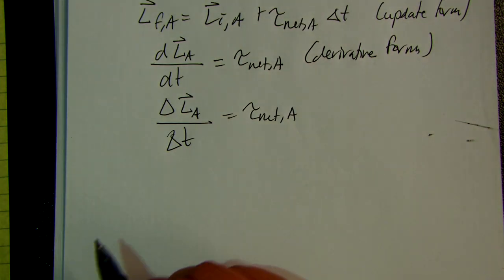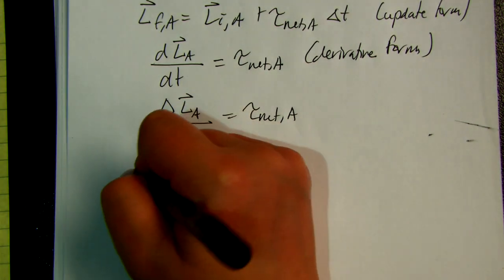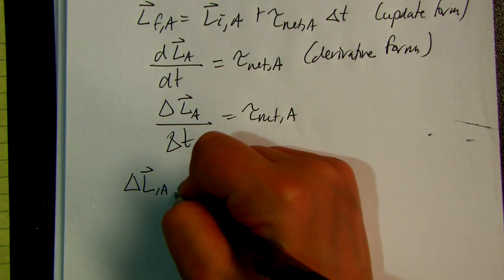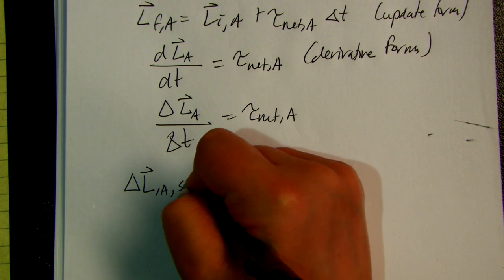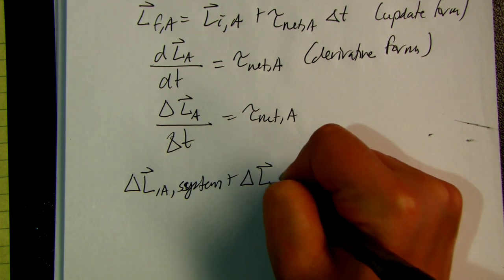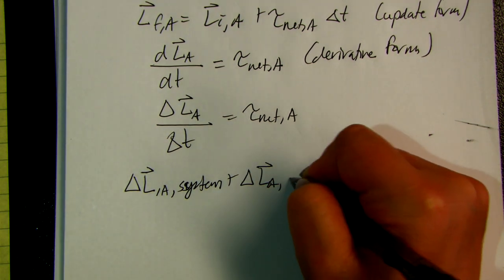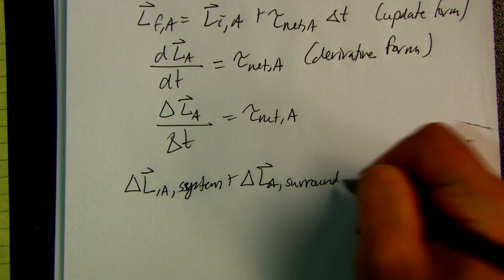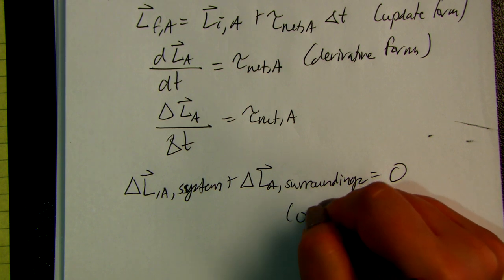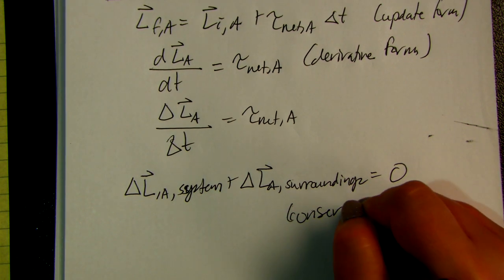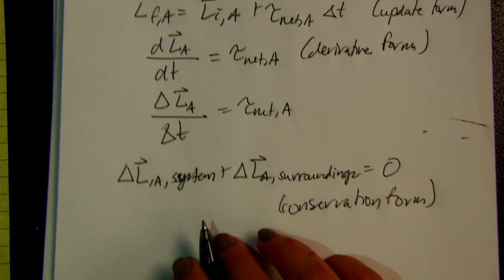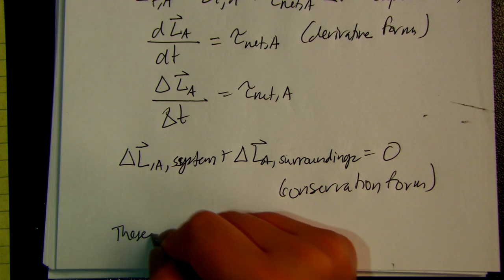And then we would have the conservation form, because angular momentum is a conserved quantity, just like regular momentum. So delta L A of the system plus delta L A of the surroundings is equal to 0. So this would be the conservation form. And these apply to systems modeled as point particles.